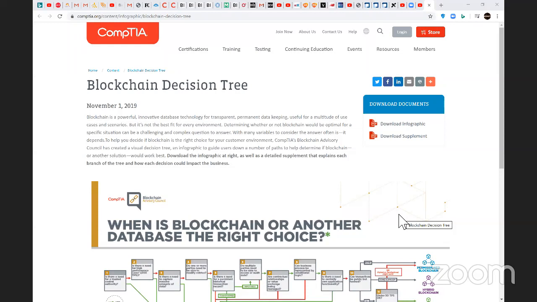All right, this is from CompTIA.org, and this is a blockchain decision tree. So this will determine whether or not blockchain is the right distributed database that you should choose for your application. And so let me just read off the caption first.